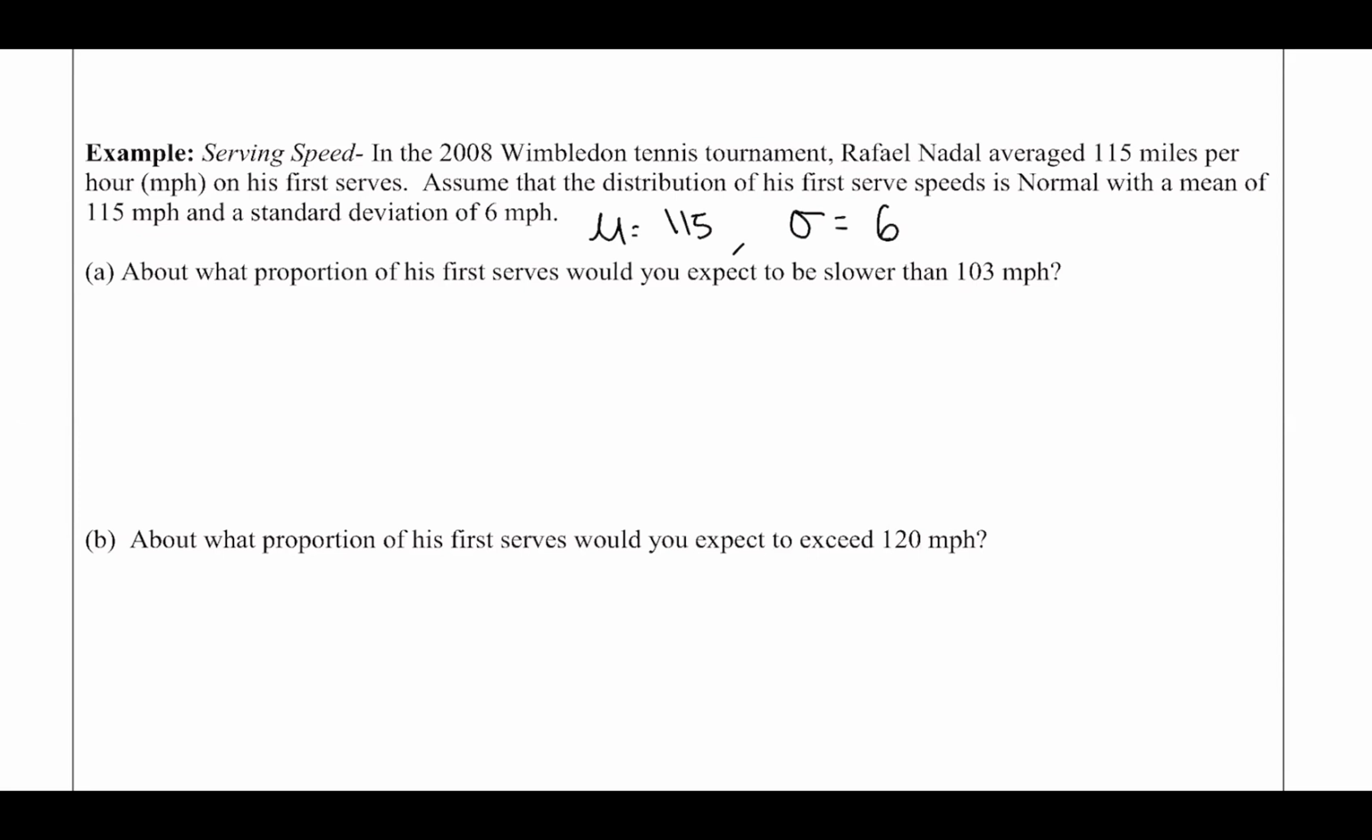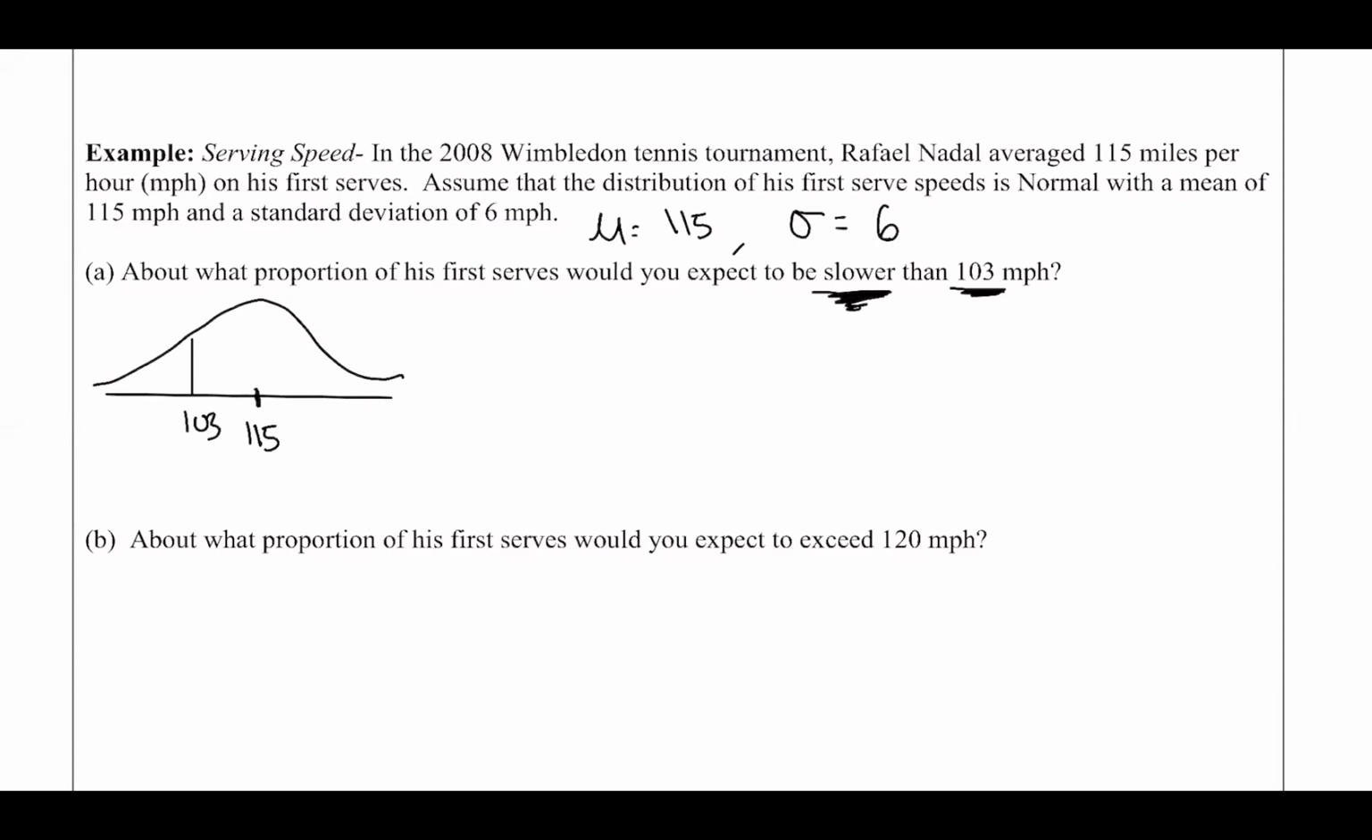Yeah. All right, perfect. So for part A, it says about what proportion of his first serves would you expect to be slower than 103 miles per hour? So let's go ahead and draw this up. So here's 115. If you look at it, we have 103 because that's what we're trying to find. And they use the word slower.